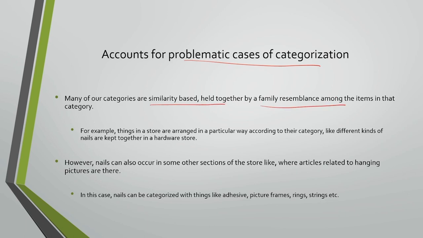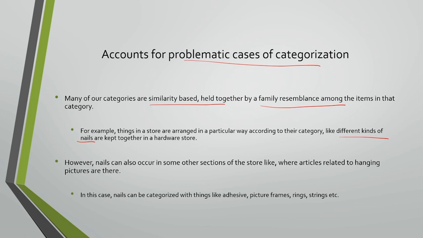For example, things in a store are arranged in a particular way according to their category. So, let us say different kinds of nails. When we go to a hardware store, you see that nails are put in one place, the paints are put on another shelf, and all the other things that go together are put on different shelves. So, these are similarity based categorizations, in the sense they have the same family resemblance. All the paints are together, all the nails are together and so on.